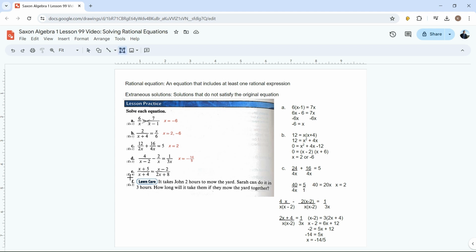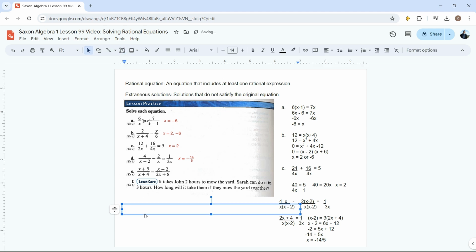Let's move on now to letter E. In letter E, I have a fraction on one side and a fraction on the other side. So this is actually going to be not too bad to start off. Let's see how this one works out. I'm just going to cross multiply right away.